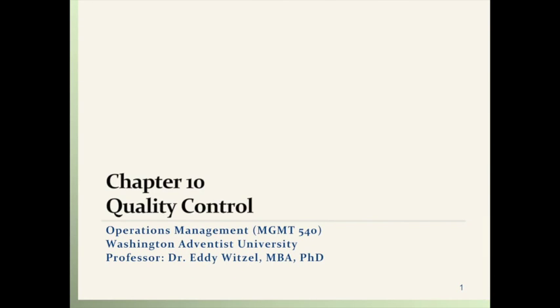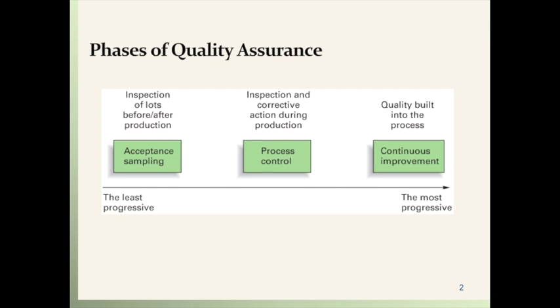This is Chapter 10, Quality Control. So here's the phases of quality assurance. The least progressive is on the left. This is acceptance sampling, so you have inspections of lots before or after production.